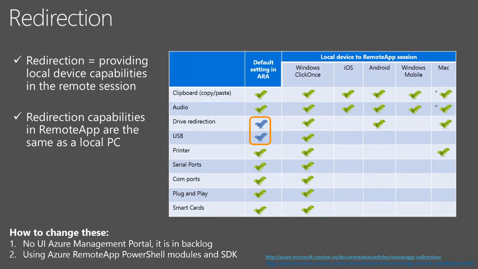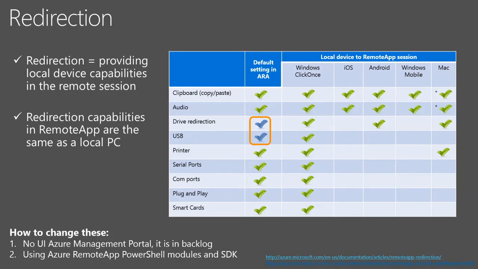There are 2 that are not enabled by default. That's USB and drive redirection. You can use Azure PowerShell to enable those today. In fact, you can use Azure PowerShell to disable all of these if you want to. If you say, I don't want copy-paste, you can disable that also. We have a really good doc on how to use PowerShell for that.